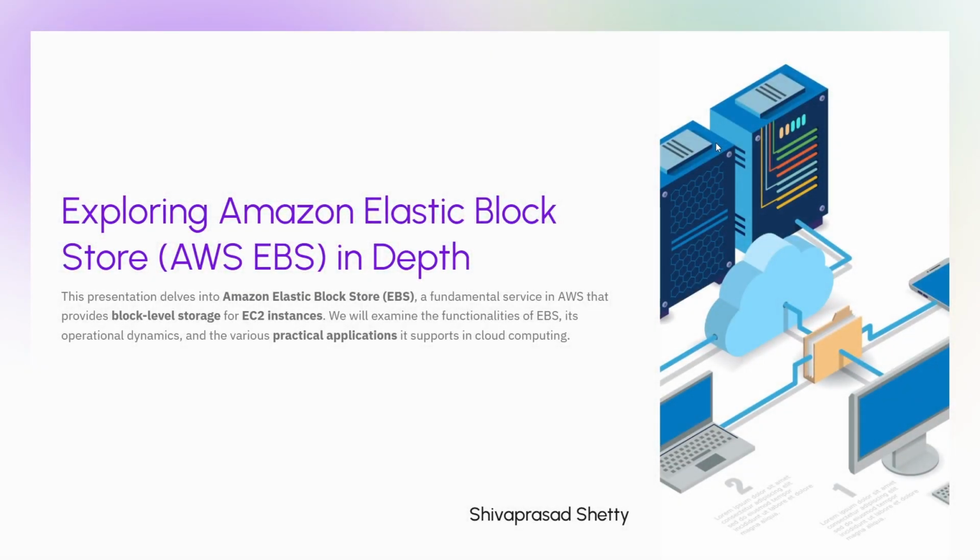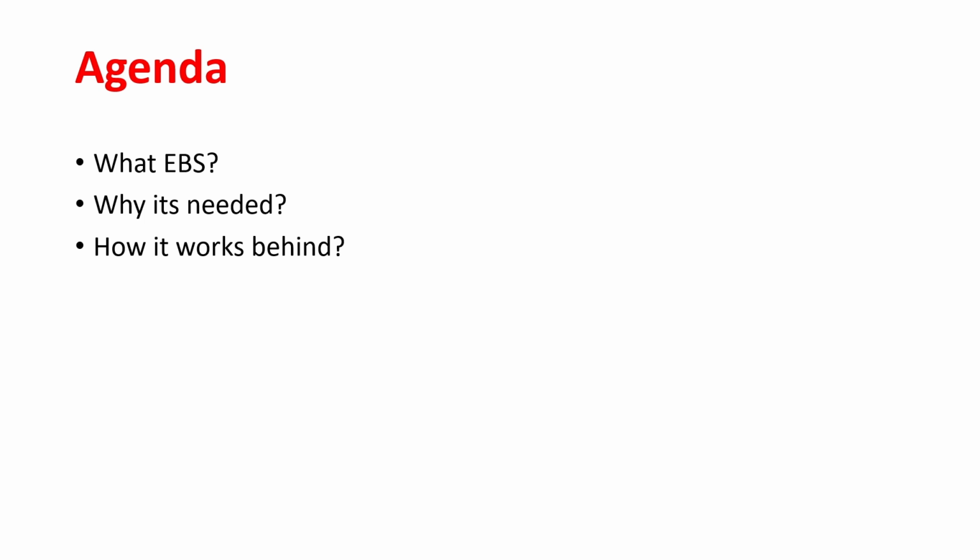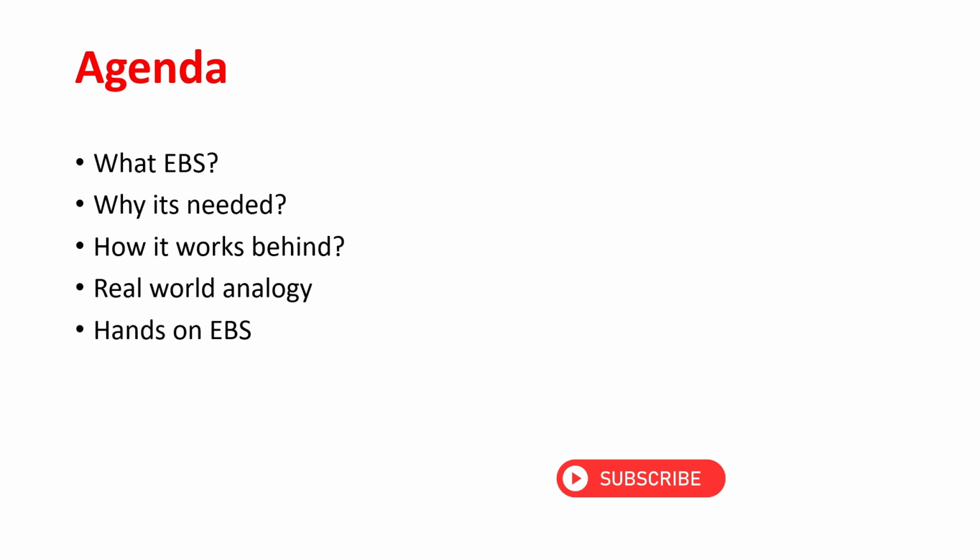In today's video, we are going to learn about AWS EBS, also known as Elastic Block Store. It is a key storage service. In this session, we will cover what EBS is, why it is needed, how it works behind the scenes, and a quick real-world analogy to make it super easy to understand.